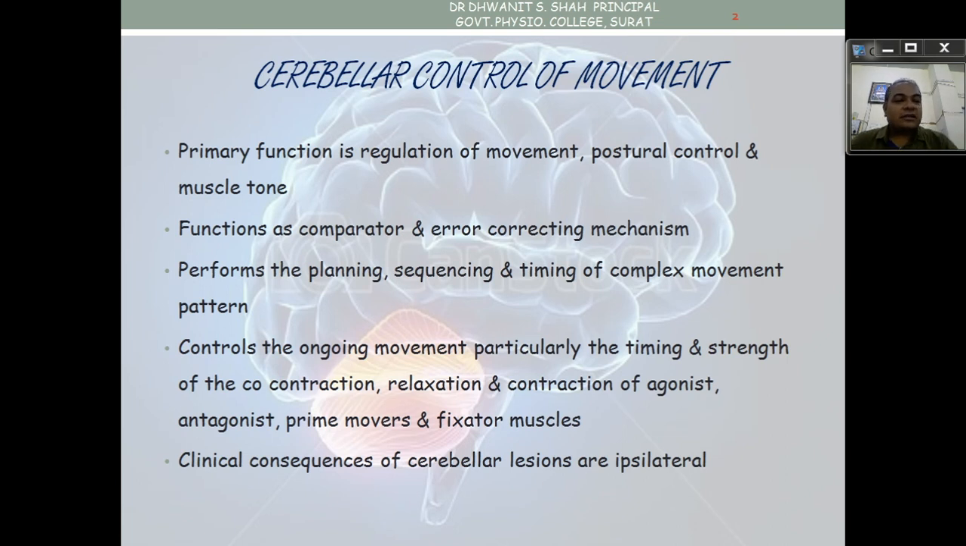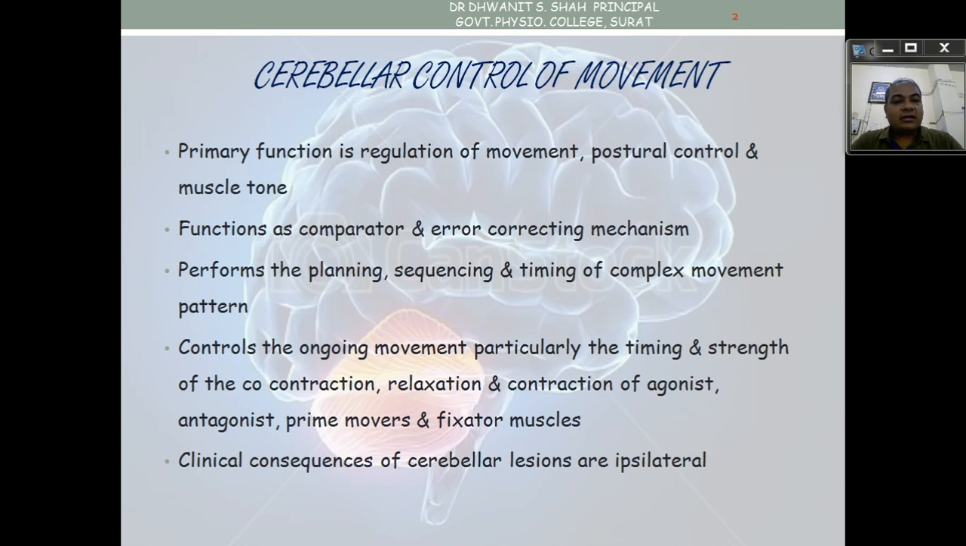It also controls the muscle tone. Therefore, it also controls the muscle strength, the co-contraction, relaxation and contraction of the antagonist, agonist, prime movers and fixator muscles. So with that, all the coordinated movements of all the muscles of the upper limb or lower limb or the body, it gives you the coordinated movements. It controls all the rhythmic movements of the body with the synergistic coordination of all the muscles of the body at a time to give you coordinated movements.